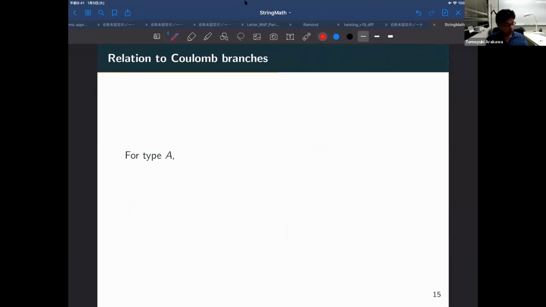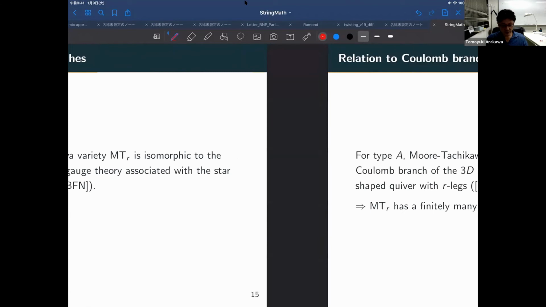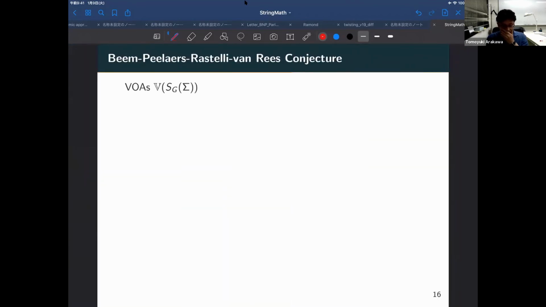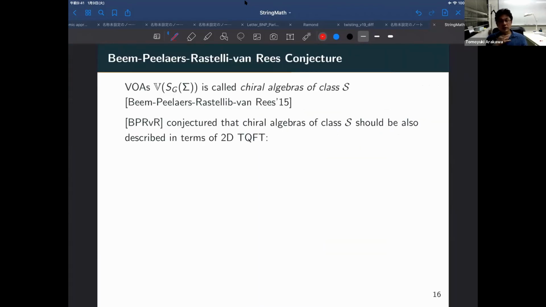Okay. For type A, so maybe I skip Coulomb. So now we want to describe the corresponding chiral algebra, which is called the chiral algebra of class S. And these people conjecture that the chiral algebra of class S should also be described similarly in terms of 2D TQFT. So we should be able to upgrade everything to the chiral algebra setting.